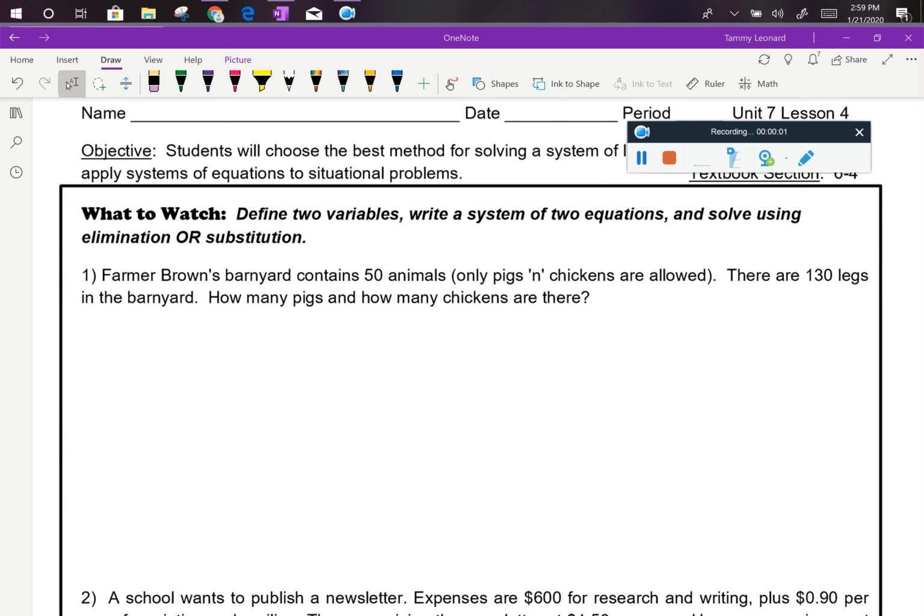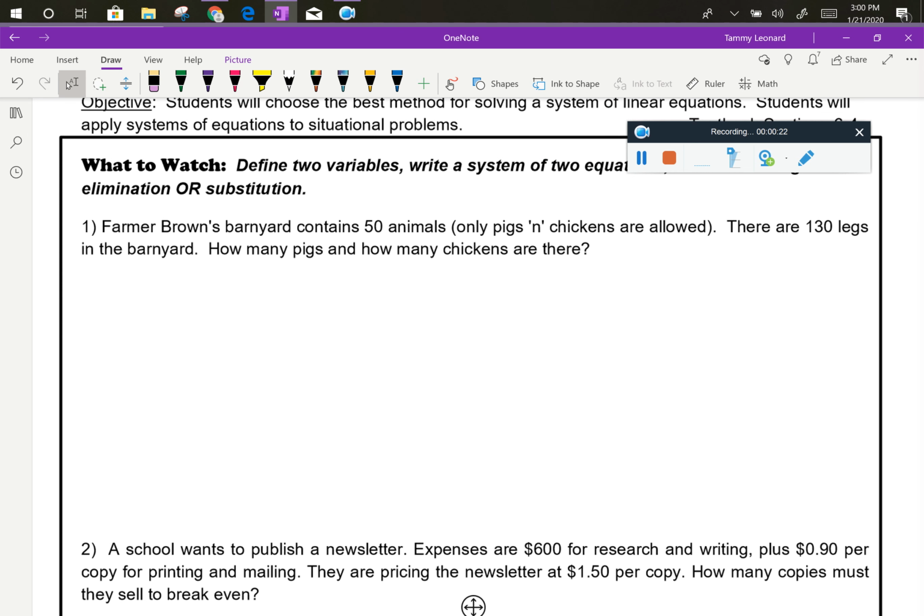Although we've done some word problems in each of the previous note sheets, today's focus is on writing systems of equations to describe what's going on in word problems, and then using either elimination or substitution to solve. So part of our goal today will be to choose which method makes the most sense, elimination or substitution.